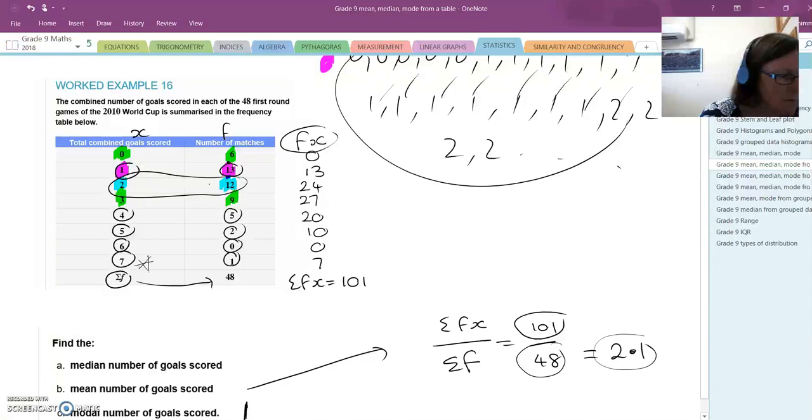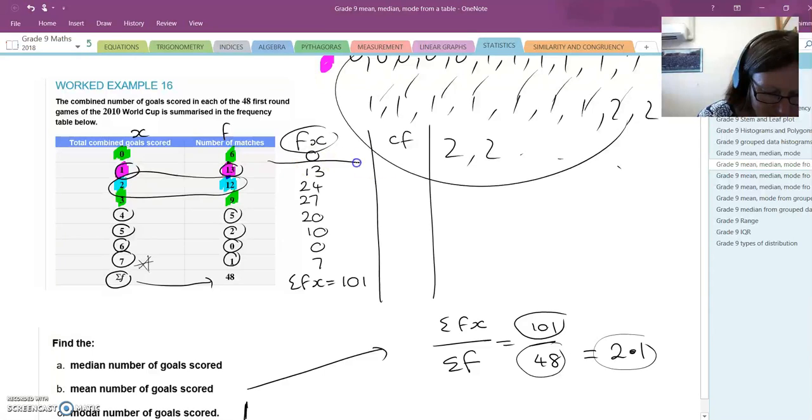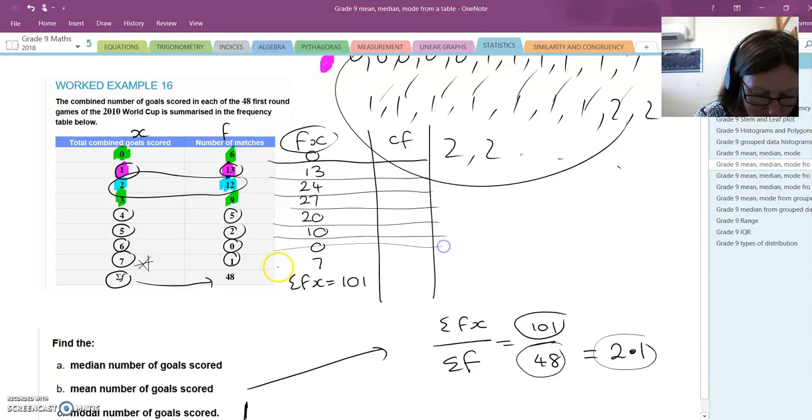Let's look at how we do the median from a table. We're going to add another column. We're going to add a CF column. CF stands for cumulative frequency. So for our CF column, we're going to accumulate our frequency. We start off with 6. So in other words, 6 games had 0 goals scored.